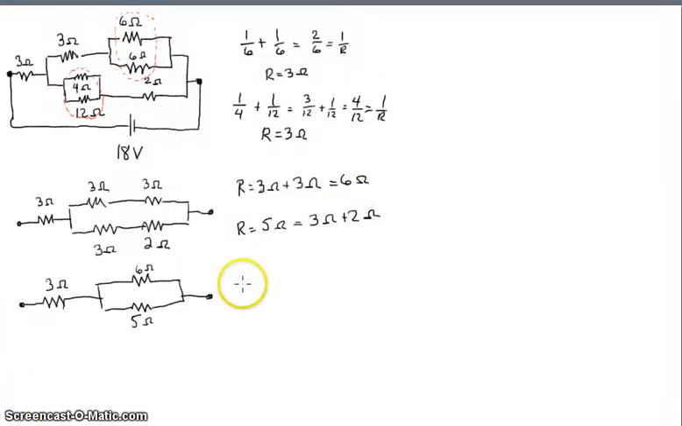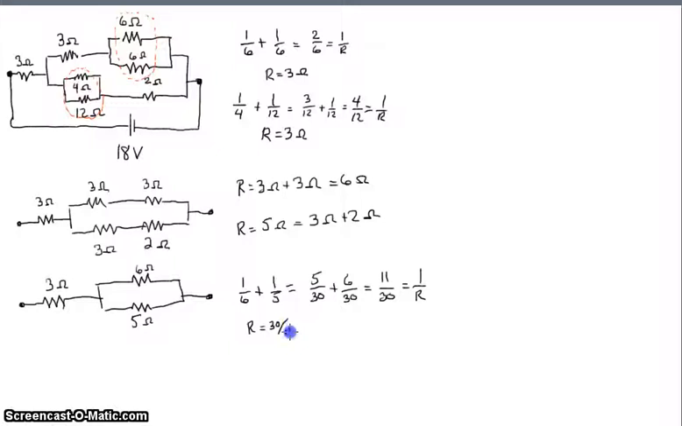Alright, after redrawing this, we then have the 6 and the 5 ohm resistor in parallel. So this would be 1 over 6 plus 1 over 5. The common denominator here is going to be 30. So this will be 5 over 30 plus 6 over 30. That will give us 11 over 30 is equal to 1 over the equivalent resistance. The equivalent resistance will be 30 divided by 11, or 2.72 ohms.